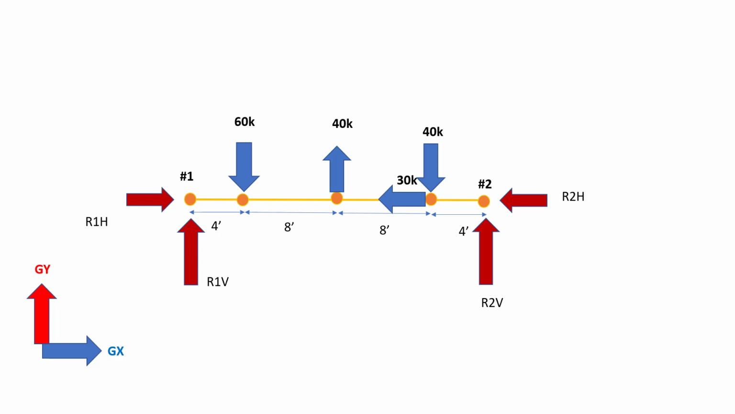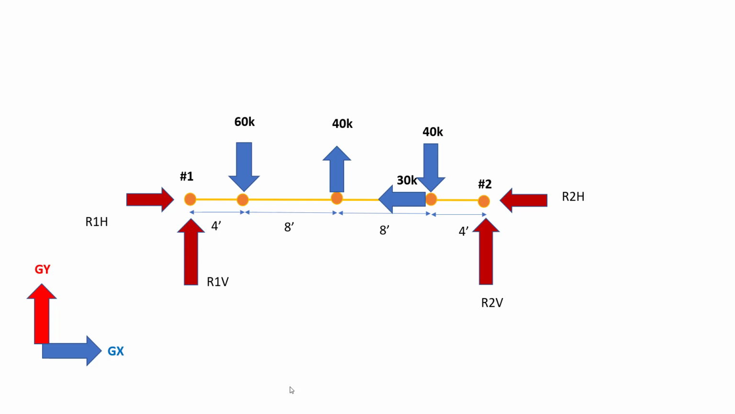Now remember that in this case, we know for sure that R2h would be acting in the negative direction of the global x-axis, and thus we have assumed it in that direction. In case our assumptions are correct, the values would come out as positive, and if the values come out as negative by chance, that would mean that we have to reverse our assumed direction, or the force is acting in an opposite direction to the direction that we had initially assumed. Okay, so now let us start solving this problem.